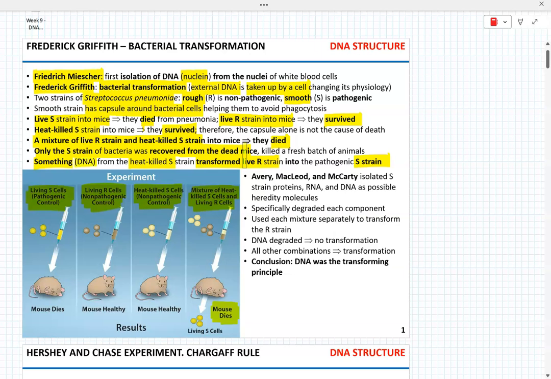Later, Avery, MacLeod, and McCarty isolated proteins, RNA, and DNA from the S strain. After that, they specifically degraded each component. They degraded protein, they degraded RNA, or they degraded DNA. And then they used each separate mixture to transform the R strain. Only when DNA was degraded did they not observe any transformation. In all other combinations, where either RNA or protein was degraded, transformation resulted. So they concluded that the transforming principle was DNA.